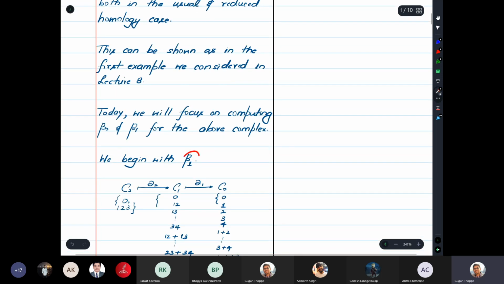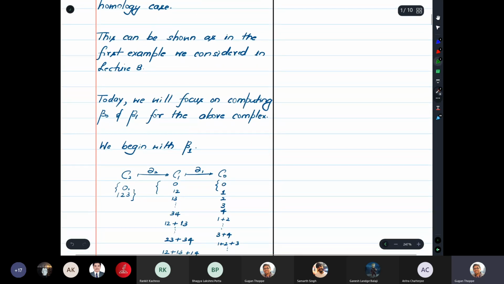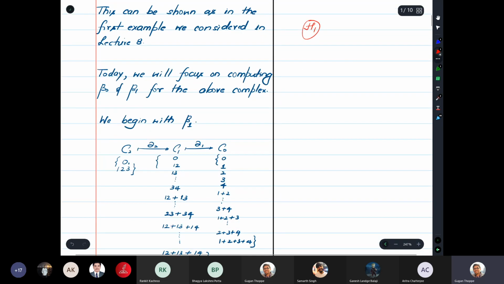In order to compute Betti 1, the idea is that we first have to look at this H1 space, right? This H1 space is what is of interest to us, and in order to compute H1, we have to look at these three vector spaces and the corresponding linear maps between them. So we need to look at C2, C1 and C0, right? This is what we need to look at. Okay, so let me just draw this picture again.